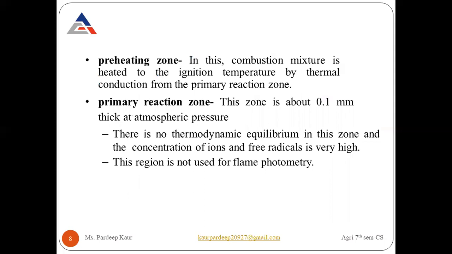Now we are going to go through a brief description of different zones. First is preheating zone. In this zone, combustion mixture is heated to the ignition temperature by thermal conduction from the primary reaction zone. After that, there is a primary reaction zone, which is about 0.1 mm thick at atmospheric pressure. There is no thermodynamic equilibrium in this zone, and the concentration of ions and free radicals is very high. This region is not used for flame photometer.